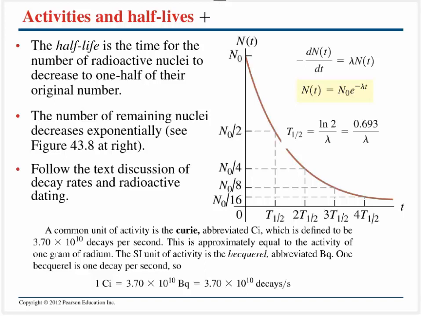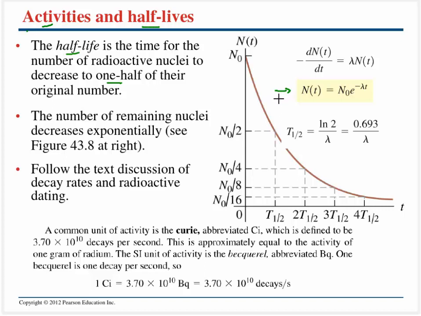So let's talk a little bit more about how long it takes for uranium to decay to thorium, or pretty much any element. And to do that, we need to talk about activities and half-lives. A half-life is just the time that it takes for the number of radioactive nuclei to decrease to half of the original number. And it's going to be kind of an exponential.